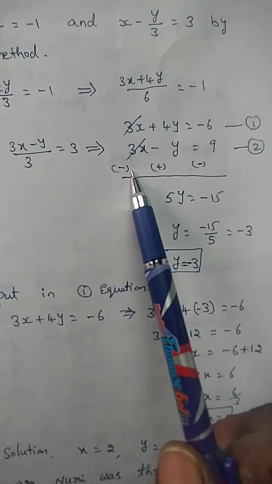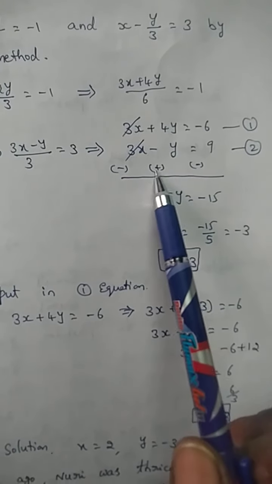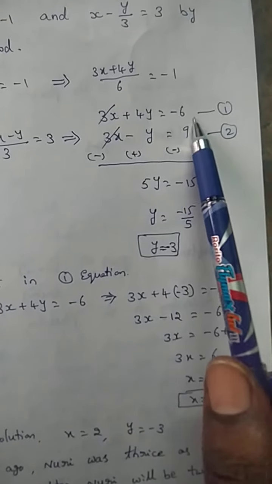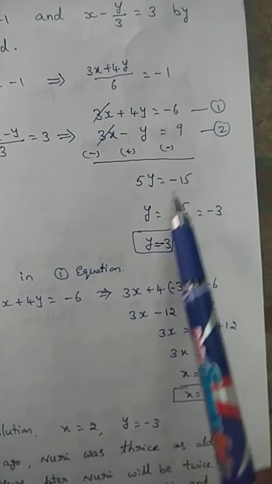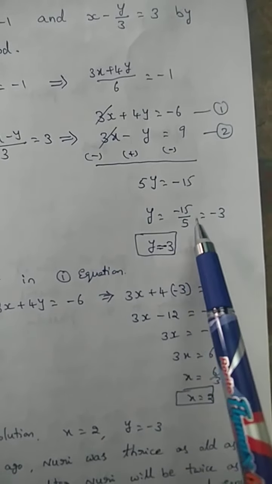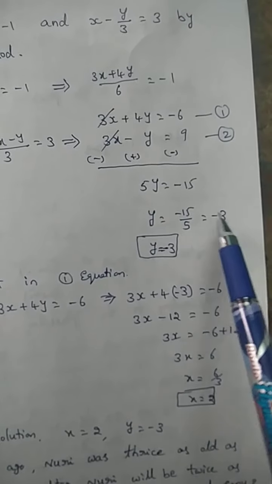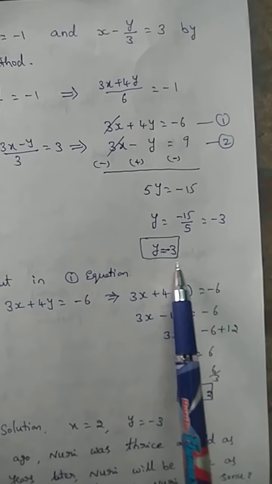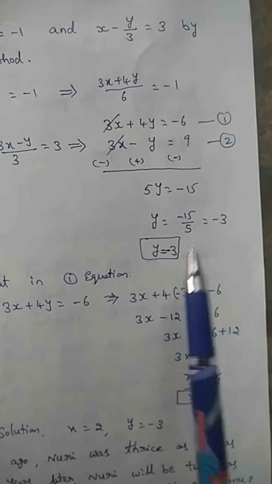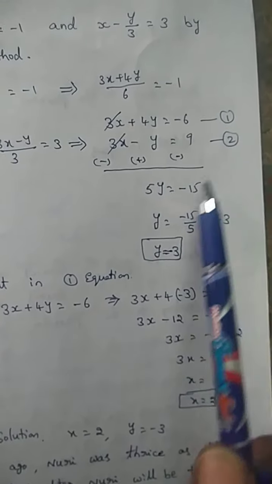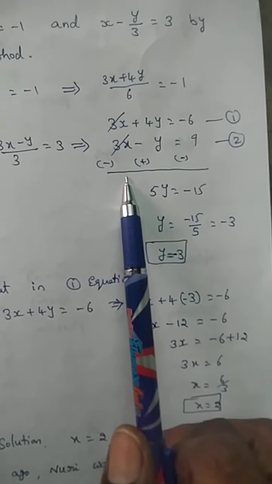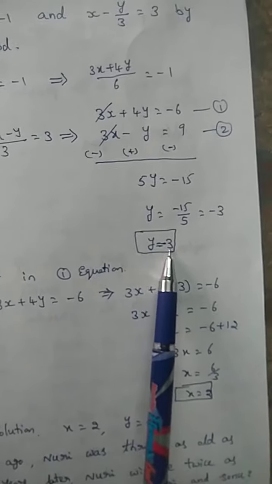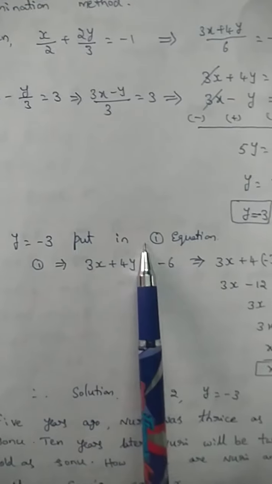Plus 3x minus 3x cancel, plus 4y plus y, now it is 5y equal to -6 - 9, which is -15. So y = -15/5, 5 3s are 15, then y = -3. That minus 3 is substituted in either the first equation or the second equation. Here we are eliminating the x variable, so we got only y. Y is equal to -3, substitute it in the first equation.